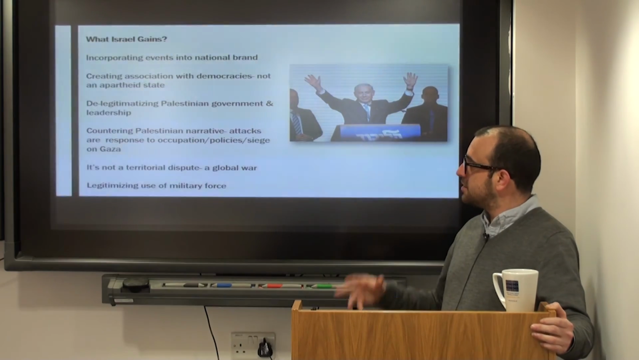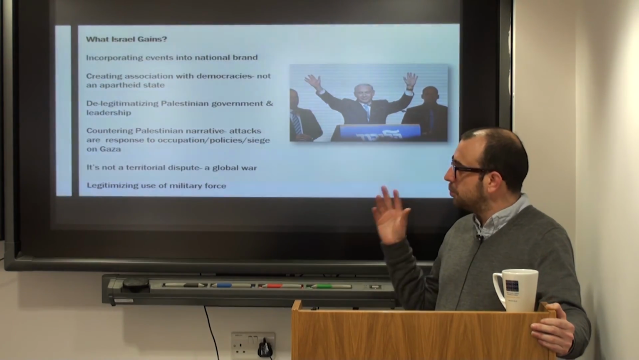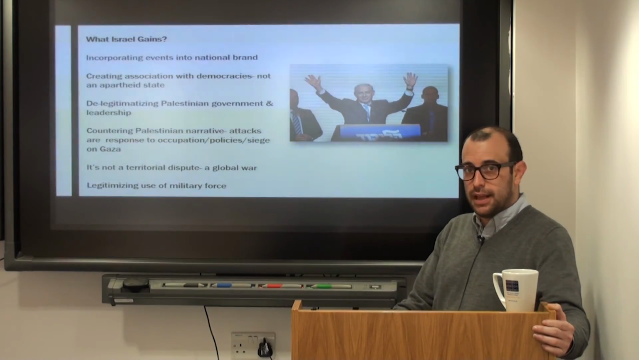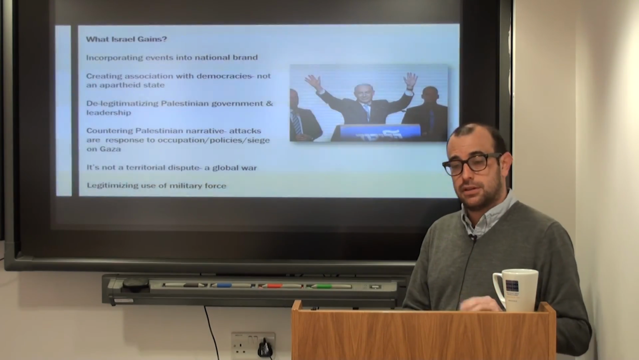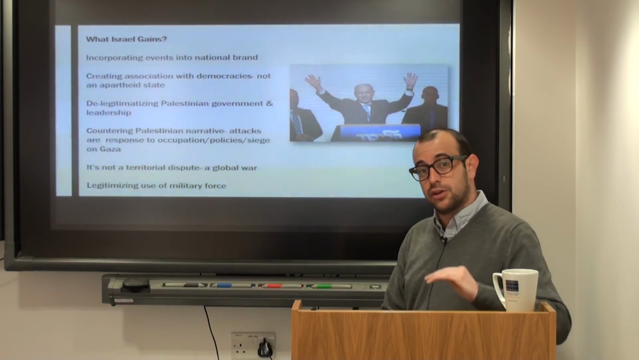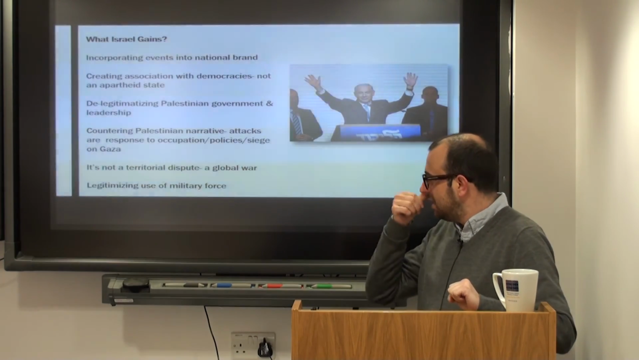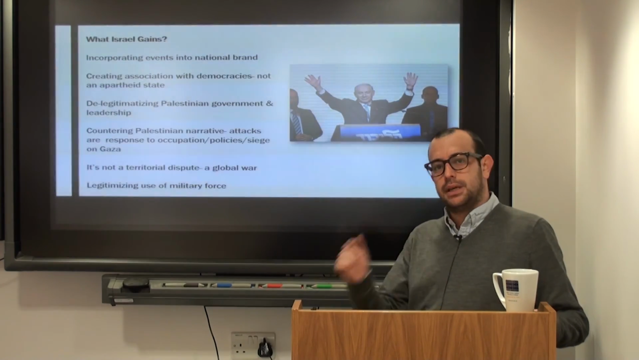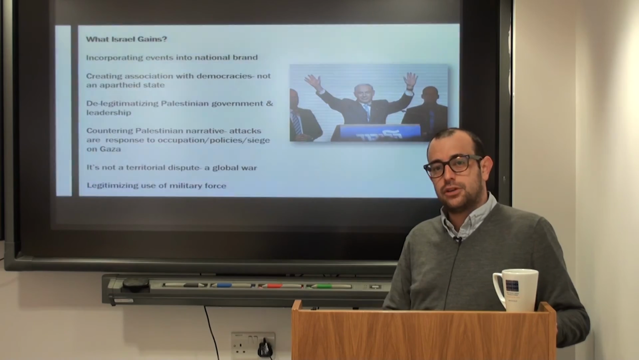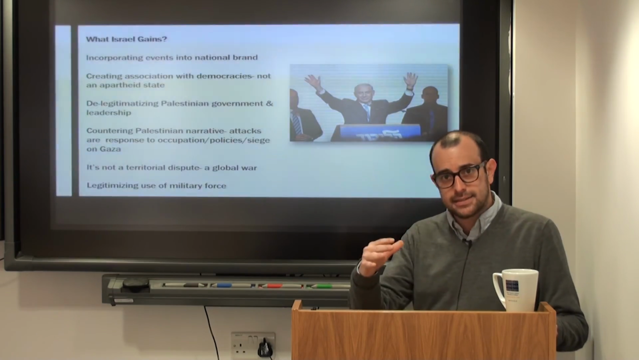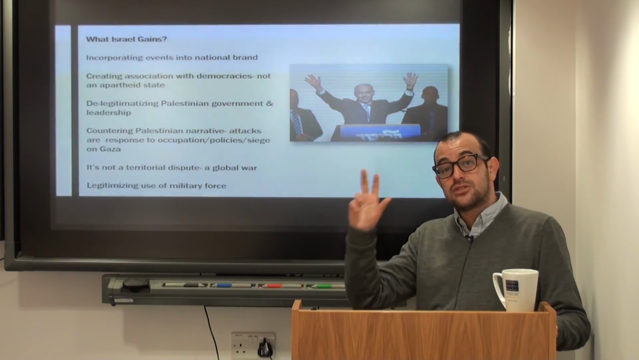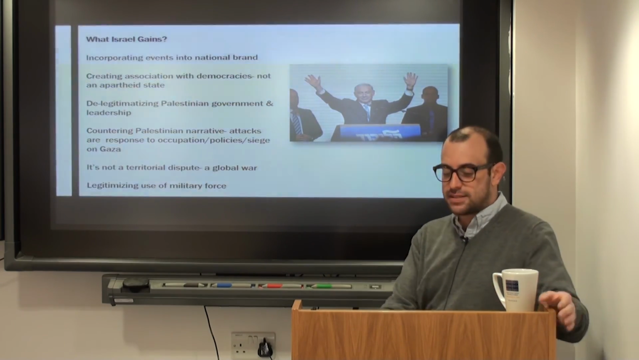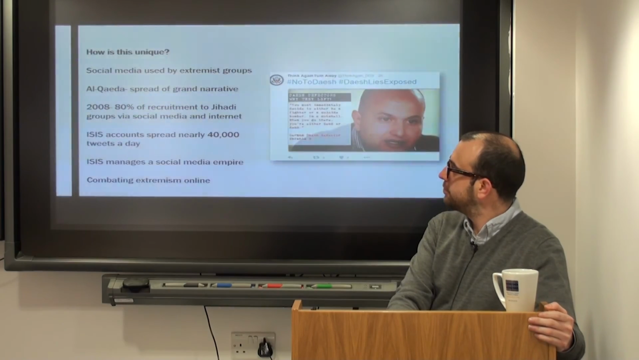The Palestinian narrative says that attacks are a response to the occupation, to the policies of Israel, and to the, I think, 4-year siege now on the Gaza Strip. But Israel is able to counter that narrative by saying, no, these attacks are part of a global wave of terror against democracies. So it's not a territorial dispute, it's a global war, and Israel might actually be creating a base for legitimizing its use of power, because when the next Israeli military operation comes, it will supposedly be justified, because it is fighting for democracies, because it is fighting for Western liberal enlightened values.